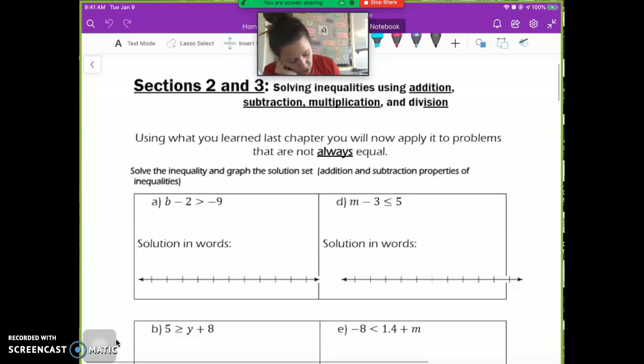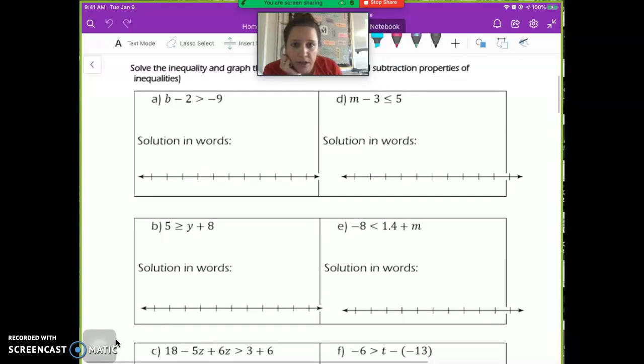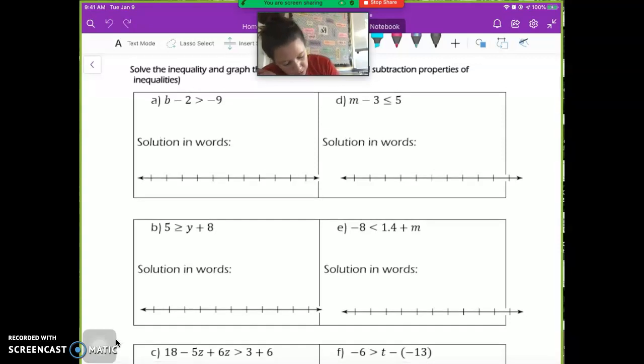So when you solve these inequalities, you are using the same properties of inequalities that you use for solving equations. When you see b minus 2, the way you get it to the other side is you add 2. So b is, we know that sign is greater than, negative 9 plus 2 is negative 7. So the solution in words, I'm just going to talk through this so that we don't write it all down: b has to be greater than negative 7. So the values that are greater than negative 7: negative 6, negative 5, negative 4, negative 3, all the way to your positive numbers as well.